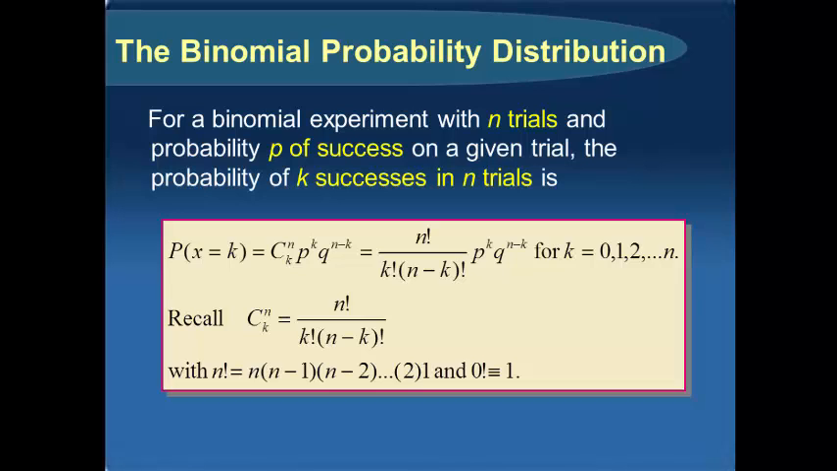But we must also recall the formula for getting the combination. That is, the combination of n taken k at a time is equal to n factorial over k factorial times the quantity n minus k factorial, with n factorial equals n times n minus 1 times n minus 2 until 2 times 1, and 0 factorial equals 1.